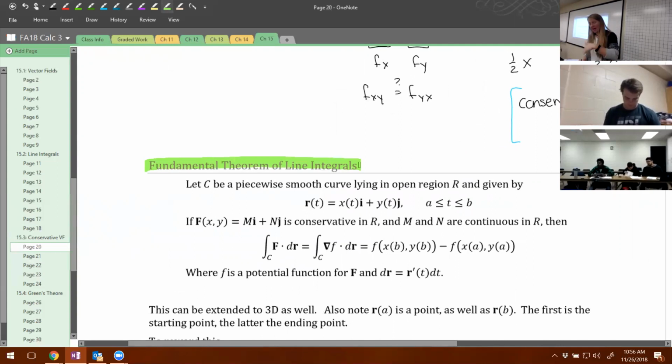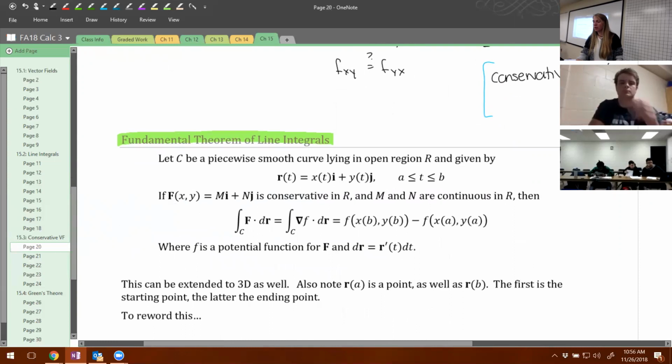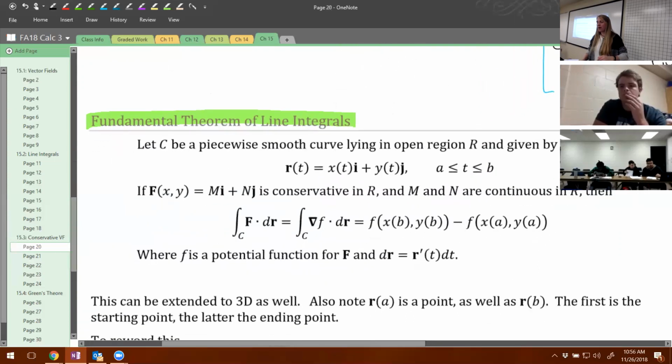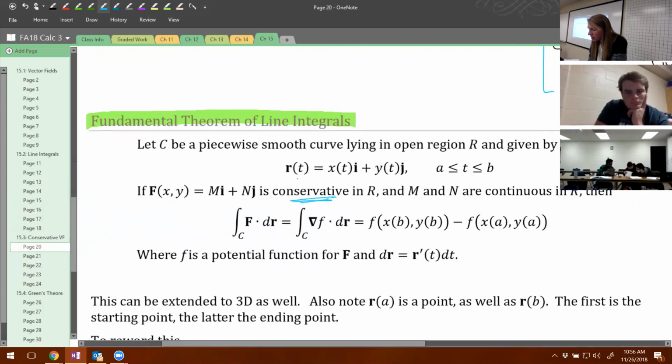So we have the fundamental theorem of calculus. This is the fundamental theorem of line integrals. It's very, very similar. What it says is if we have a conservative vector field, sure, we can evaluate the line integral the things we did before, but a much faster way is to find a potential function and then basically do the fundamental theorem of calculus on the potential function. So we do have to first go through and make sure it's conservative.